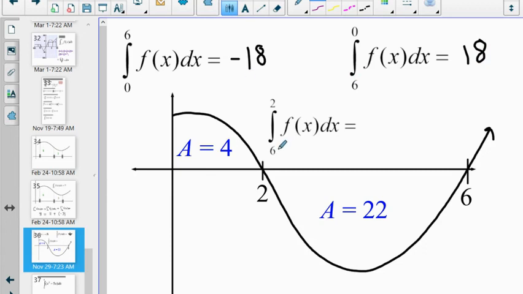And then if I say, what's the integral from 6 to 2 of f of x? Well, let's see. The integral from 2 to 6 would be negative 22, so this must be positive 22, the opposite of the negative 22.